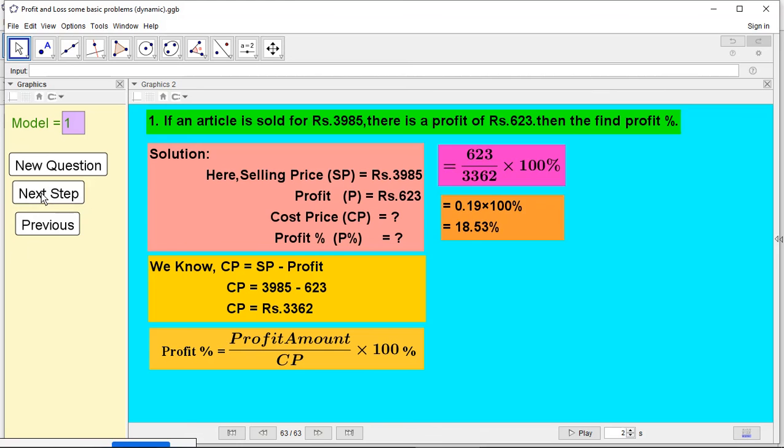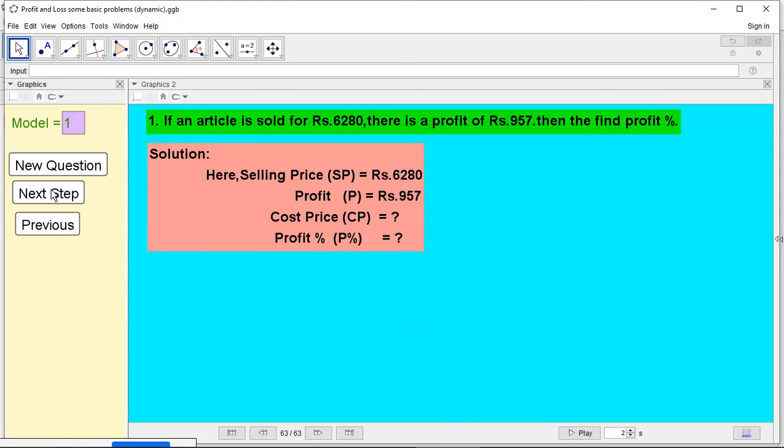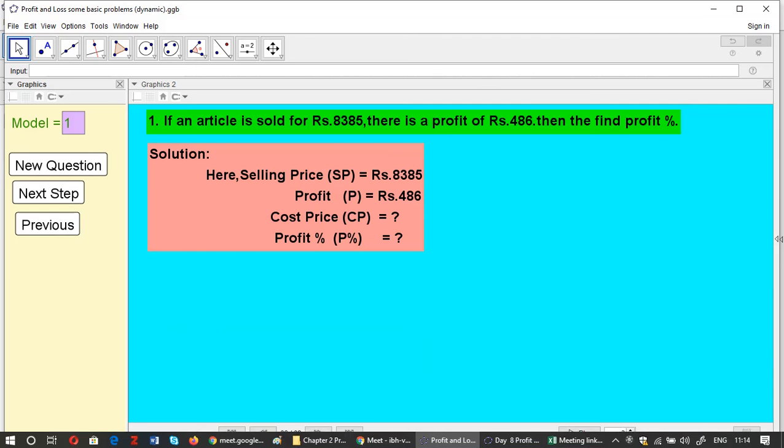Yes, 18.53. Excellent. Now, similarly, the next question, dear student. Hey, this is a dynamic file. Can you find? Again, I'll ask the next question.